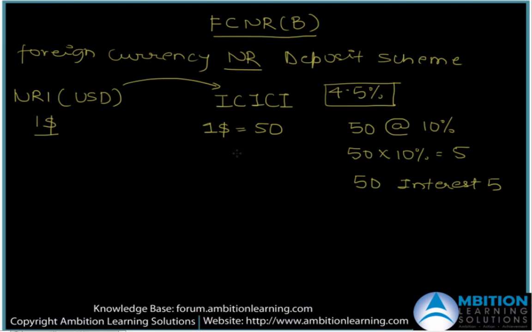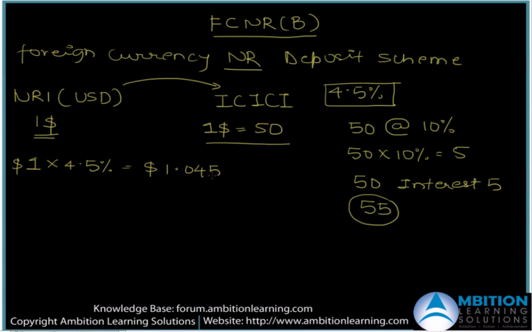Now let's assume at the end of the year, when this entire transaction was supposed to be squared up, $1 is still 50 rupees. So what will happen? ICICI has 55 rupees, 50 rupees of principal plus 5 rupees of interest. We'd promised the NRI that on $1 we are going to pay him 4.5% as interest. That means at the end of the year we've got to return to him $1.045.